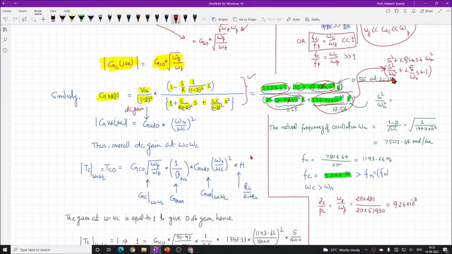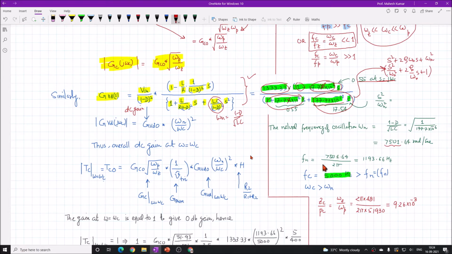So s square by omega n square, so 1 by omega n. This is 1 by omega n square. We have done it earlier also. So omega n is 1 by square root of LC, because this term is 1 by omega n square. We substitute the values for d and LC, and we will find that this value is 7501.64 radian per second. This is called the natural frequency of oscillation.